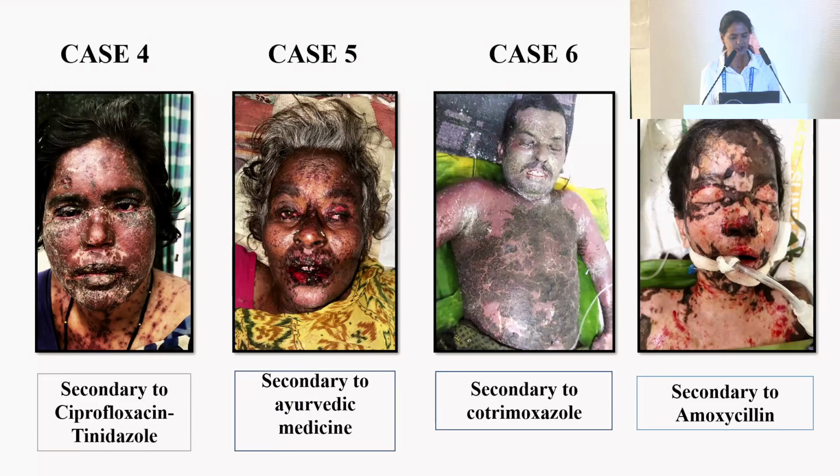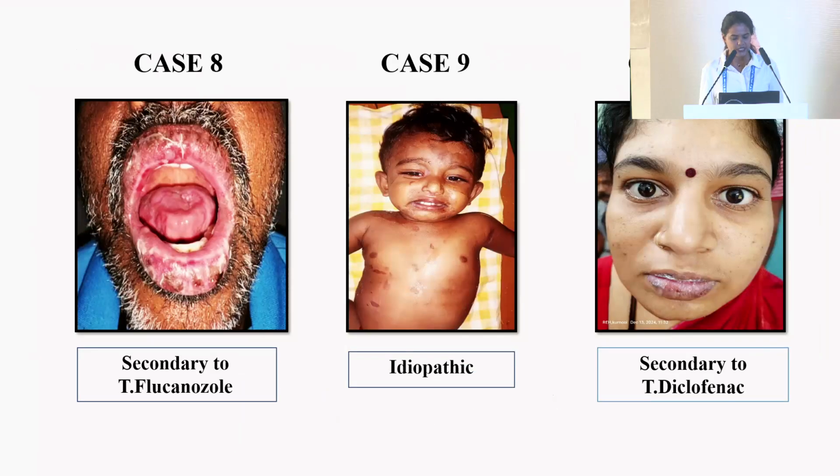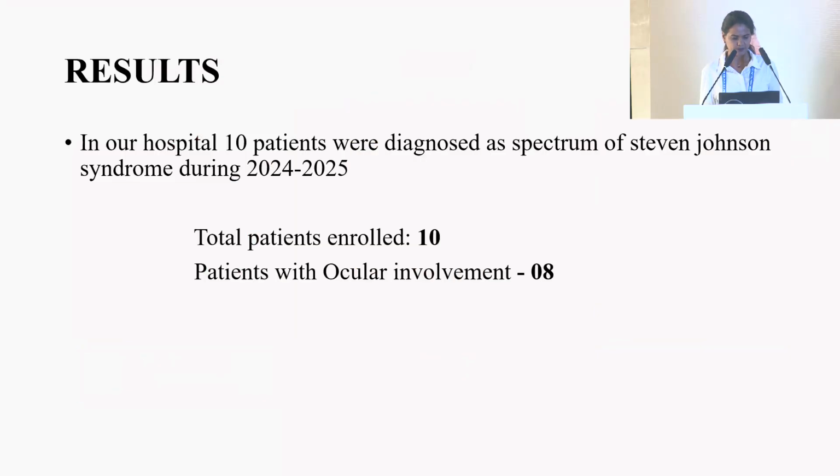Fifth case was secondary to Ayurvedic medicine, and she has taken this Ayurvedic medicine for some skin lesion. And case 6 was developed secondary to cotrimoxazole. Case 7 was secondary to amoxicillin. And all these 3 cases did not have much ocular complications, only skin lesions were present. So this was secondary to fluconazole. Case 9, there was no reason, idiopathic. And case 10 was secondary to oral diclofenac.